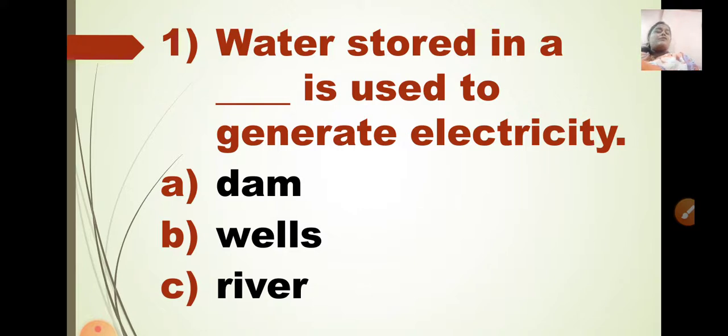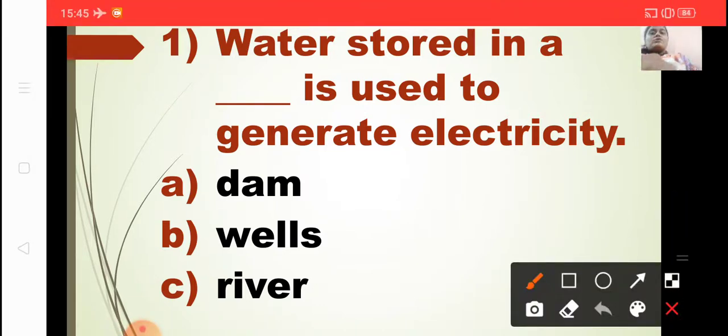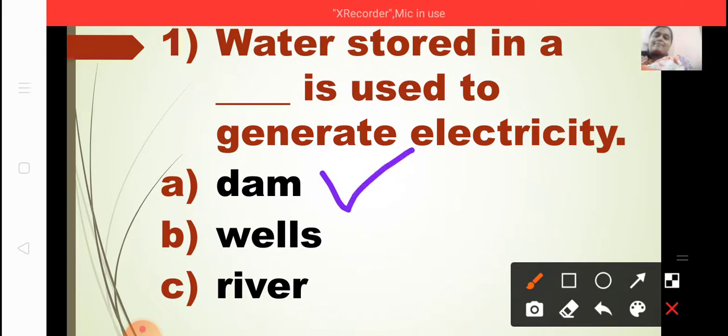Okay, if you have not understood the question, read it again slowly and properly so that you understand it. Water stored in a dash is used to generate electricity. There are 3 options given to you. First option is dam, B option is wells, and the C option is river. So your correct option you are going to just choose here. I am ticking it, but in exam you are going to click on the correct option. So I am going to tick on dam because dam is the correct answer.